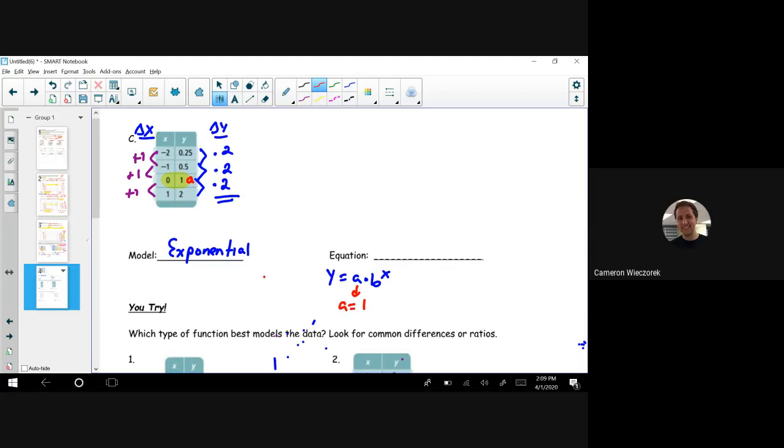And my b value in this case, what did I multiply by every time? I multiplied by 2. So my b value is equal to 2. Now, you could write this as 1 times 2 to the x, but the 1 is optional. You don't need to write it. So I'm just going to write this equation as y equals 2 to the x. So we see this one is exponential with equation y equals 2 to the x.